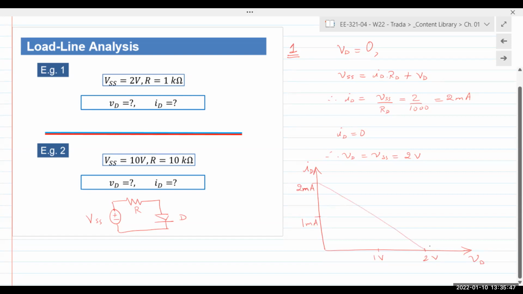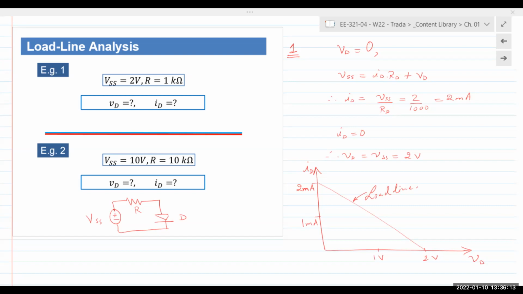I got it right on the first time. Usually I never get a straight line when I'm trying to draw. Okay. That's the resulting load line. We got 2 volts right here and 2 milliamps right here on ID.